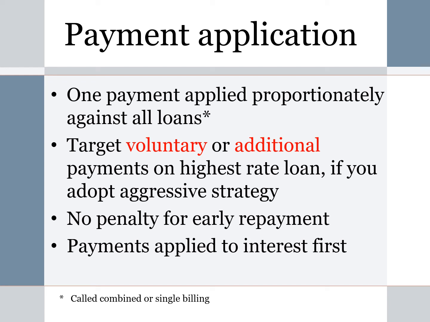But look at bullet number 2. If you decide to at some point be aggressive in repayment, and you either make a voluntary payment before the loans are due, perhaps during your grace period, or you start overpaying, you pay more than the minimum payment amount, you get to pick which loan you apply that extra money to. You actually usually do it online. The loan servicer can show you how to do this, and you can target the voluntary or additional payment on the highest interest rate loan. That's a terrific way to aggressively pay down your debt, and there's never a penalty for early repayment.